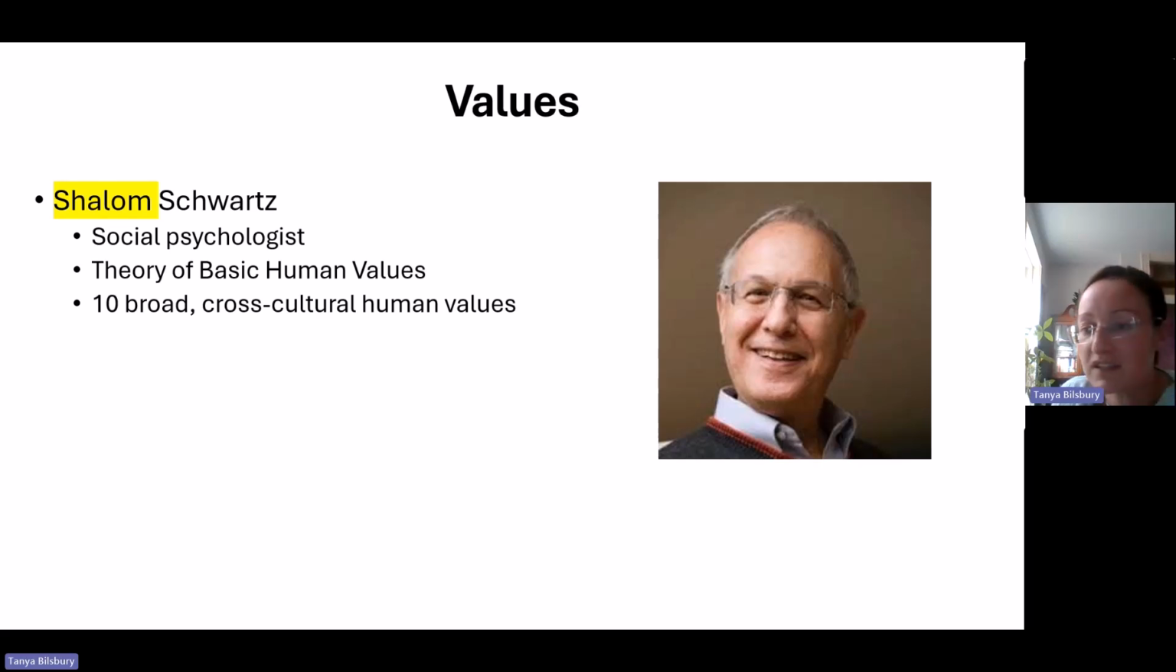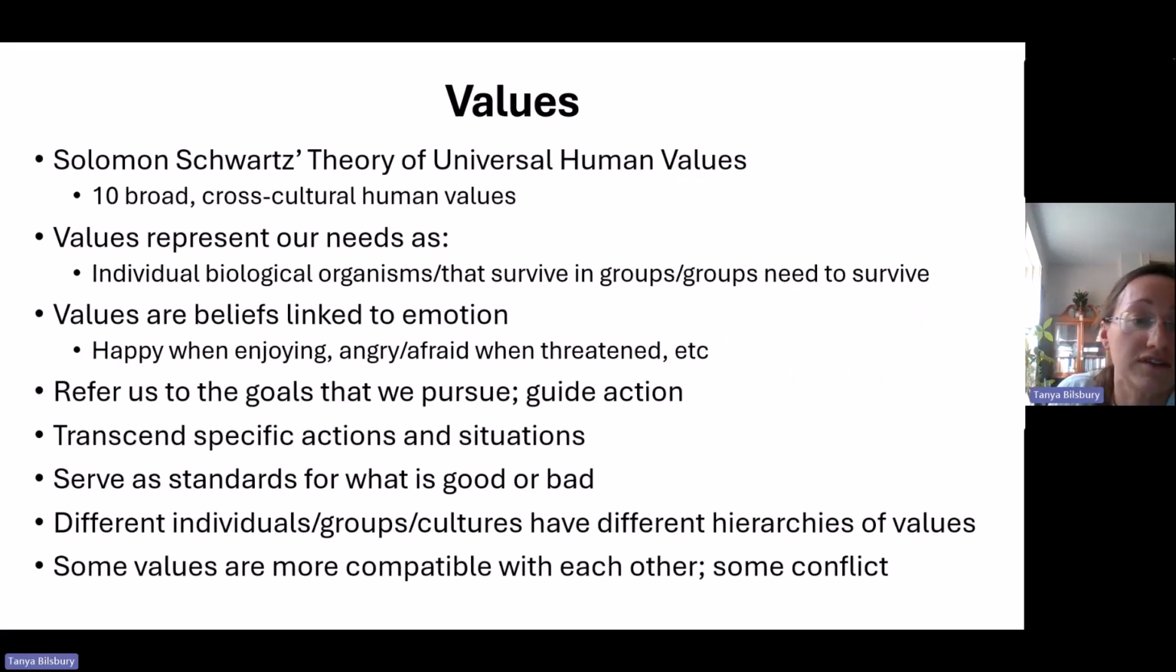That's like a more Hebrew version of the name. He's actually a rabbi, a social psychologist, and he came up with a framework of universal human values. So what's a value? Well, it's something that you want, that you have an emotion about. You're happy when you get this value. You're angry or afraid when it's threatened.